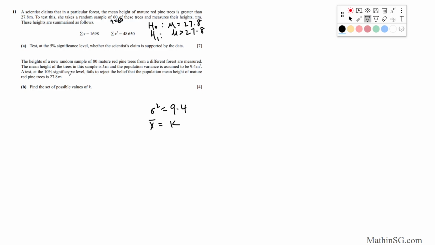A test at 10% significance level fails to reject the belief that the population mean height of mature trees is 27.8. Okay, find the possible set of values of k. Because the unknown here is the mean height of the tree, your X bar, therefore you cannot use the p-value method. You need to use the critical region, compare test statistic with critical region. Okay. So this is how you do it.